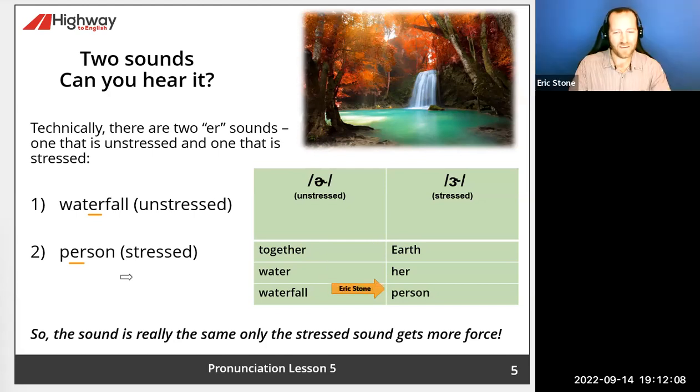Great. Good job. So the sound is the same. We're talking about the same sound, but one of the sounds is stressed, and so it gets more force. That just means our voice is stronger for these sounds on the right side. All right. Any questions about this page?